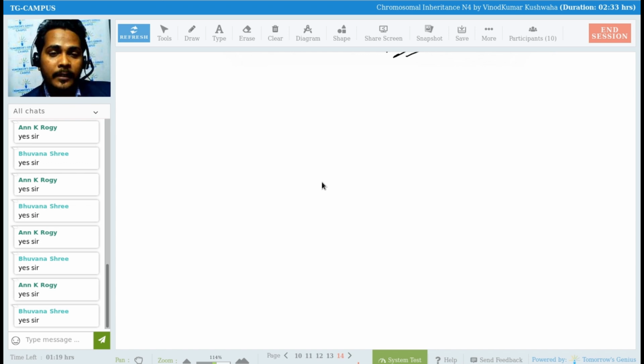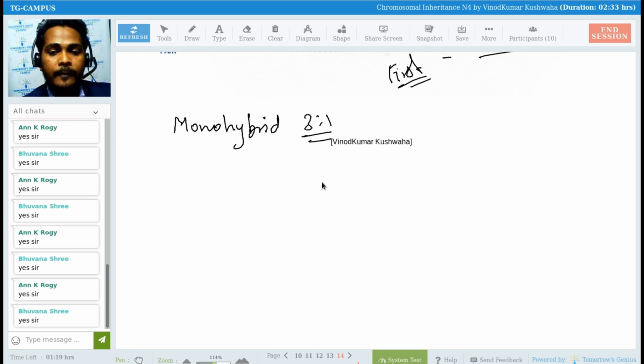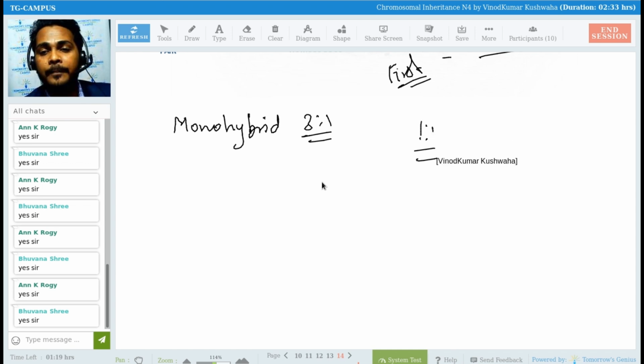And that's why we saw the ratio of 3:1 in monohybrid crosses. Why 3:1? Because they have linked together, right? And when we do a monohybrid test cross, we got a result like 1:1. That indicates that the genes are linked, right?